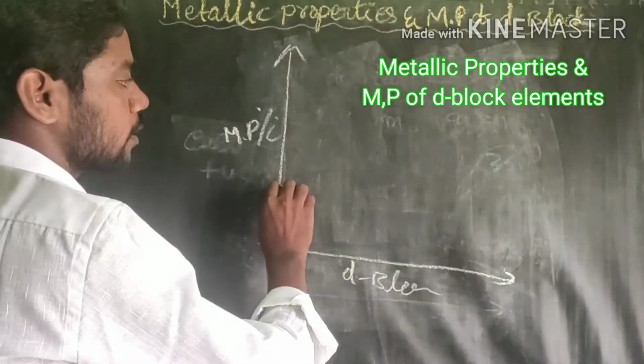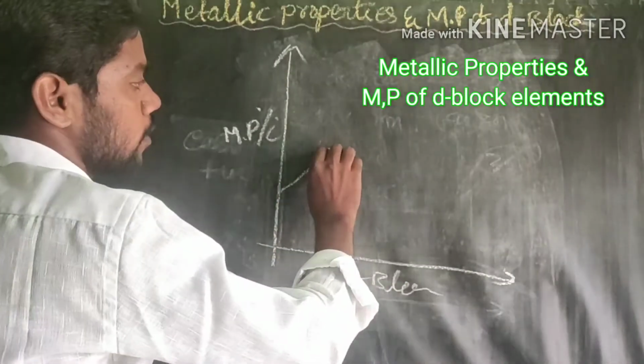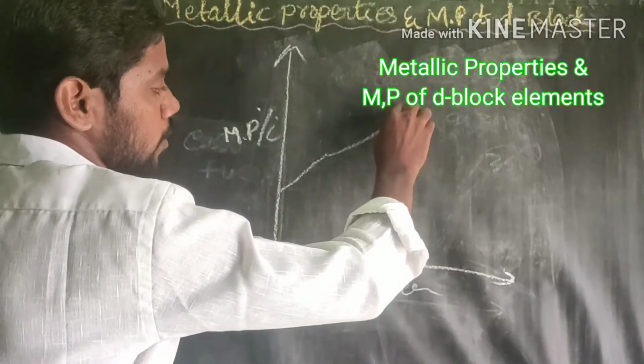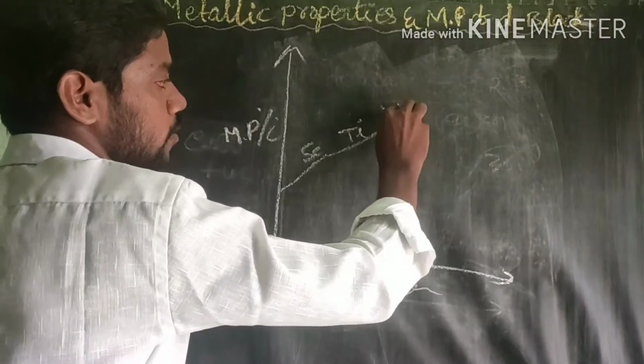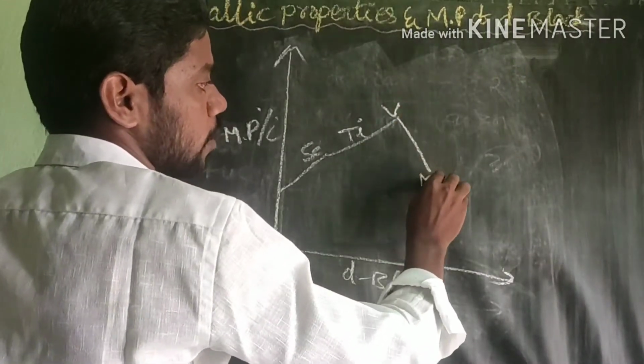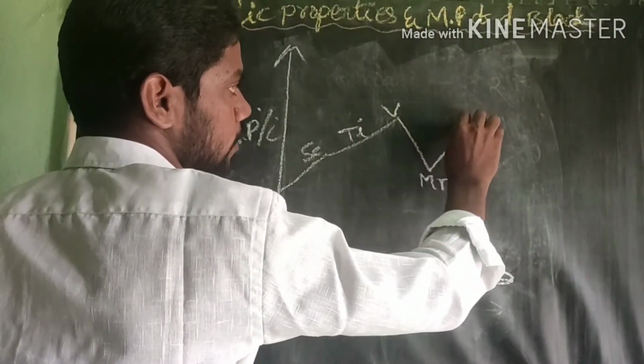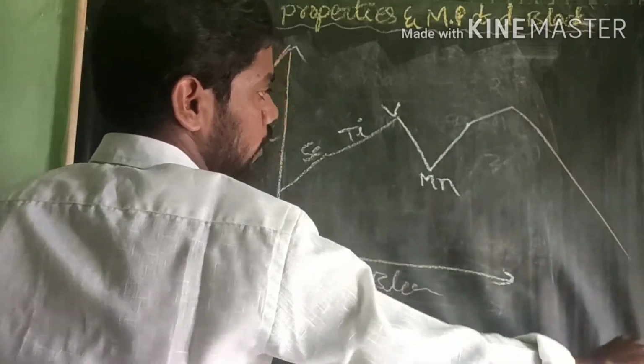Here, first, the metallic character: what happens? Up to manganese it increases. For example scandium, titanium, vanadium, it increases. But at manganese it decreases. Again, the next ones, iron, cobalt, nickel, copper, it increases.